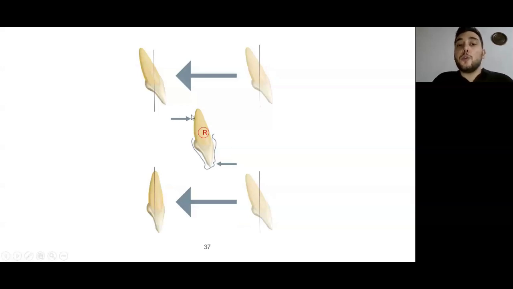What does this create? This means that the root is going to be wanting to go the opposite way and creating a rotational movement around the center of resistance. So in this case, what actually happens, once we apply a force in this direction, we're going to get a movement in the opposite direction by the root, which ends up tipping the tooth in this way.